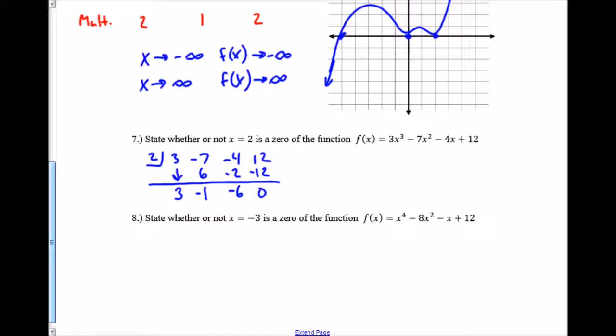and that's a 0. And to test this, really, I'm just looking at this remainder. That is the thing that I get when I plug the 2 in. So it gives me a 0, which means, yes, this is a 0 for my function. And I do the same thing with the next one.